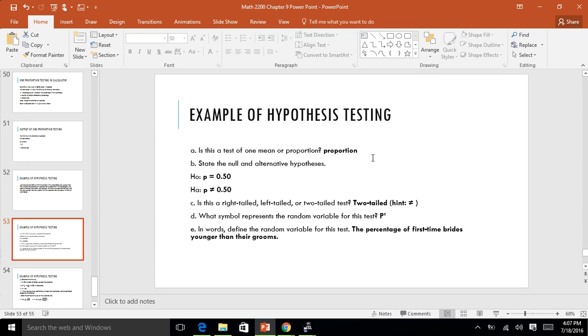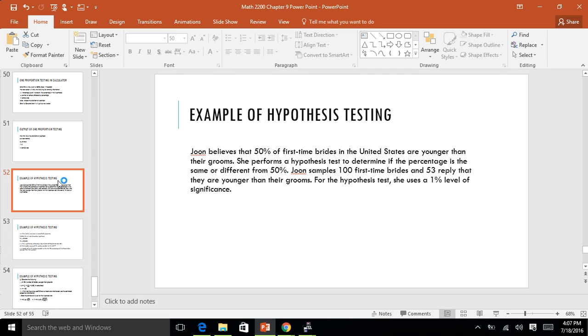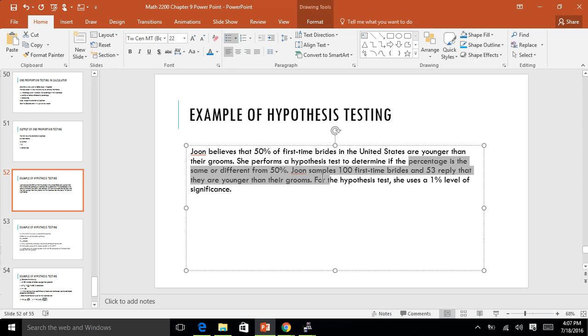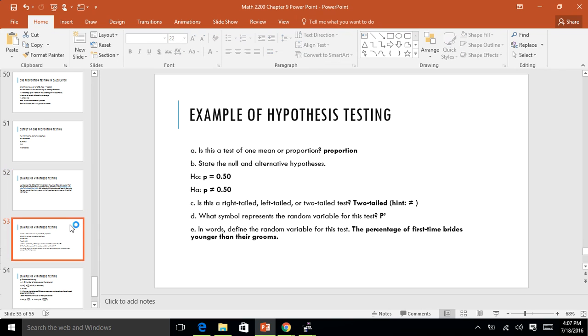So, is this a test for a mean or a proportion? Well, it's a proportion because it doesn't talk anything about means, and it actually has percentages in it. So the next step, state the null and alternative hypothesis. Remember, if I go back to the problem, I'm looking to see if the percentage is different or equal to 50%. That tells me that for my hypothesis, I'm just looking for does it equal or does it not equal. With these percentages, you need to make them decimals, so all you do is drop the percentage sign and move the decimal 2 places to the left.